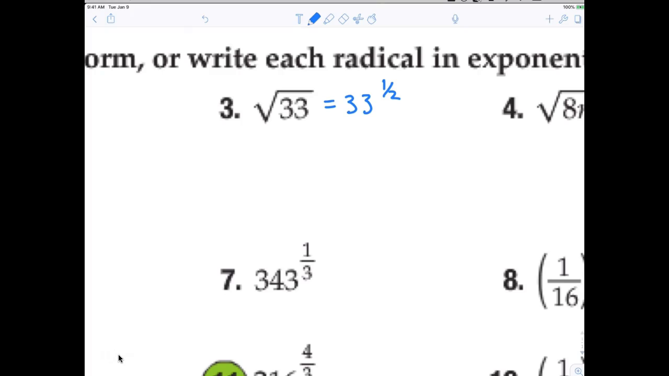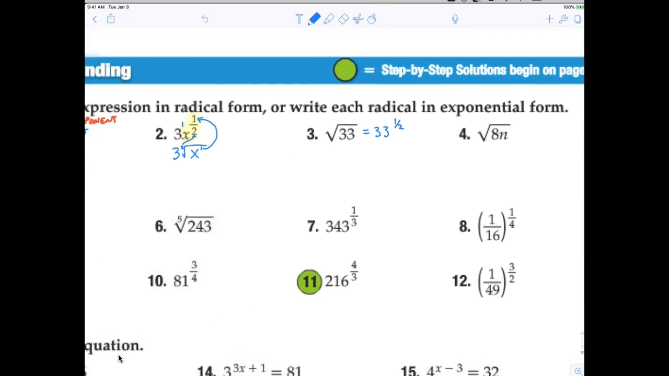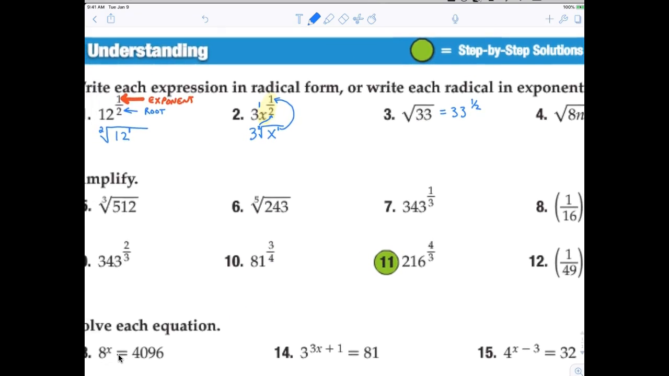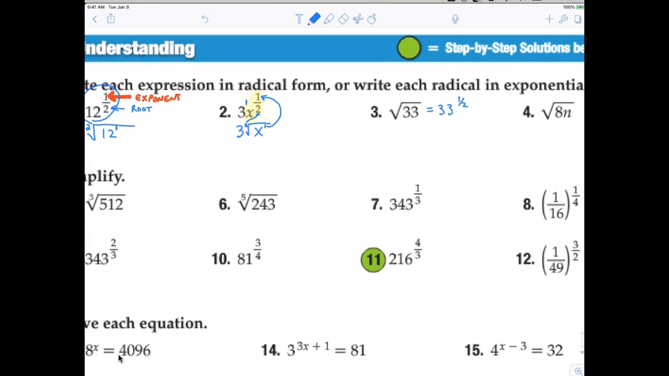All right, yes. Why would it be to the 1/2 power? Well, because we looked at question number 1. All we're doing is it's the same. We're going in the reverse order now. 12 to the 1/2 is the same as the square root of 12. So they're all going to be to the 1/2? No, don't make any generalizations right now.